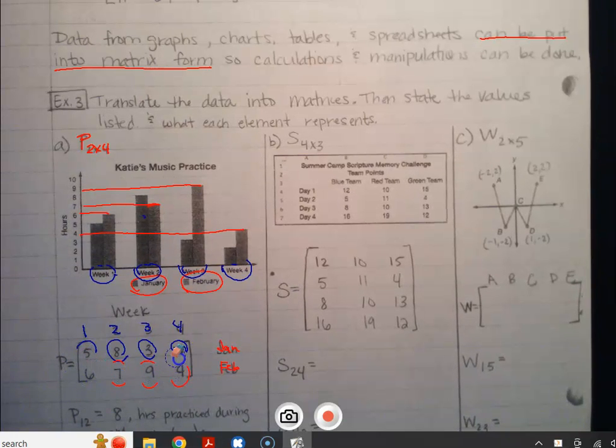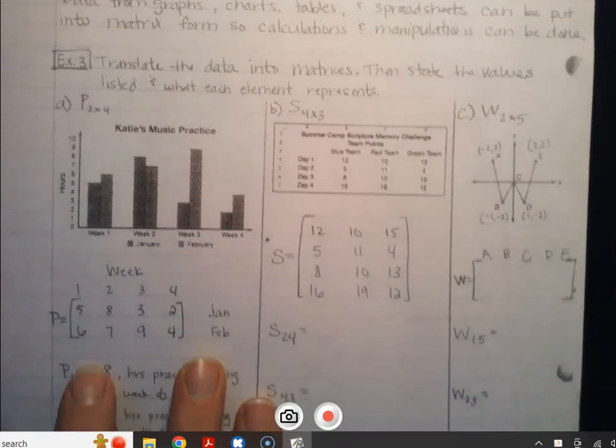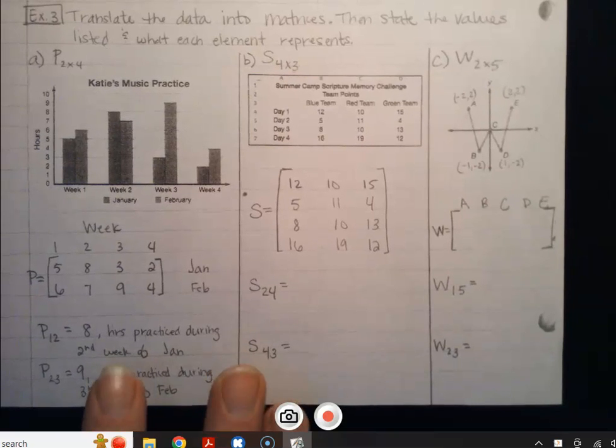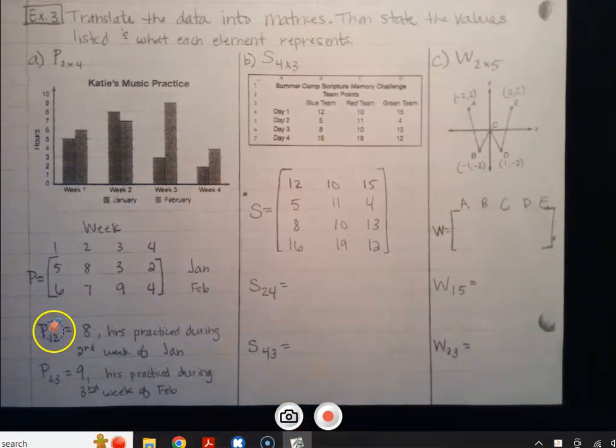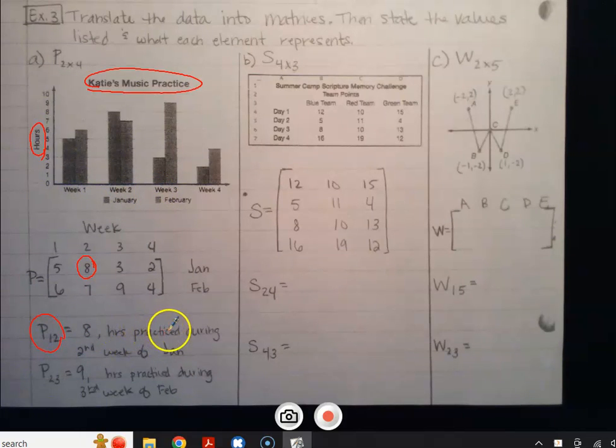Let me clear all this. We were supposed to identify a couple parts. So I wanted to find P12. Remember, that's P in row 1, column 2. So row 1, column 2 is 8. That's the value. And then what it represents. We're talking about Katie's music practice. So this is the hours that she practiced each week of these months. So 8 is how many hours Katie practiced during the second week of January.